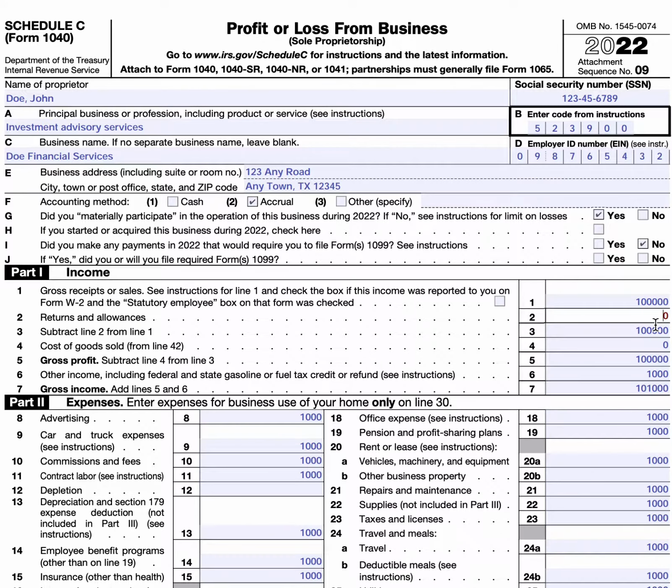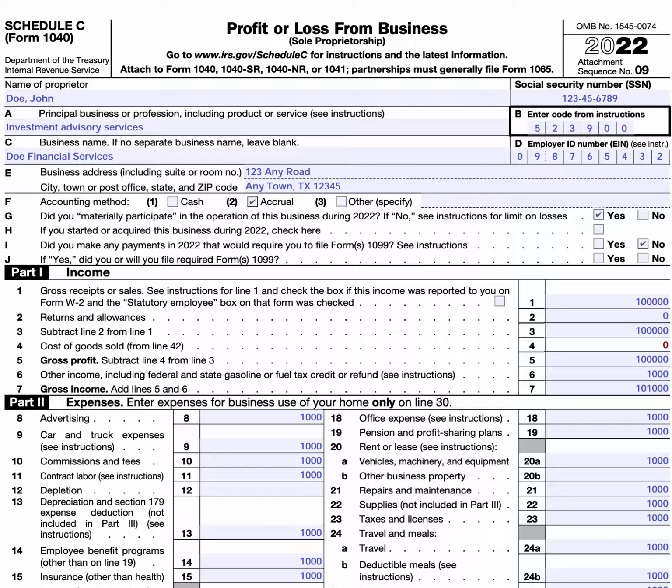And then in line 3, you're going to subtract line 2 from line 1. In this case, we've got none. In line 4, we'll calculate cost of goods separately in a hypothetical situation, but since John Doe does not have a goods-based or retail business, we don't really have a cost of goods sold. But if you had a number in here, let's say $10,000, you would subtract that from line 3 to arrive at your gross profit. So instead of $100,000, this would be $90,000 if we had any goods to calculate the cost sold.